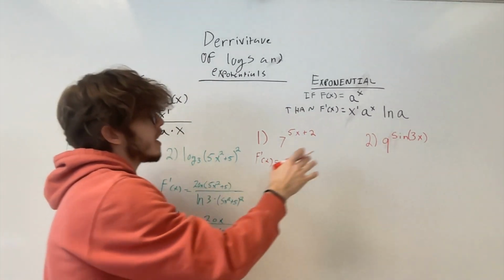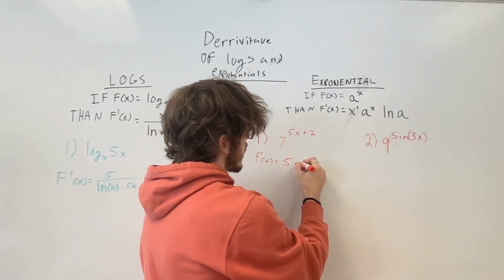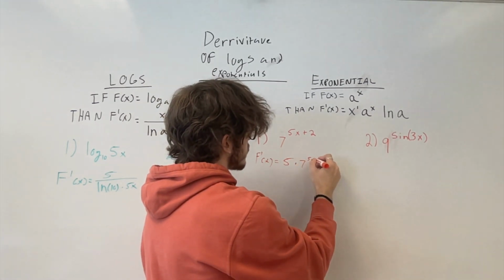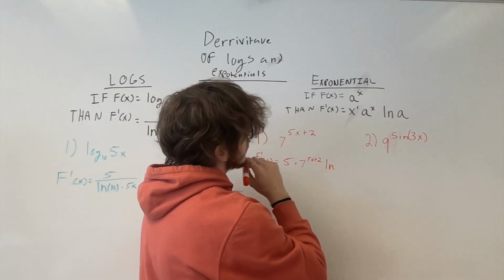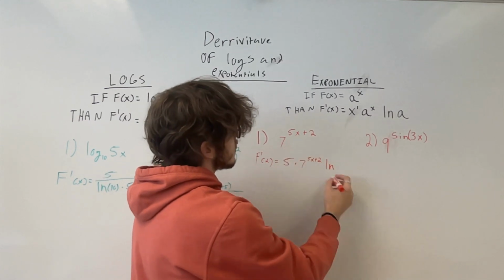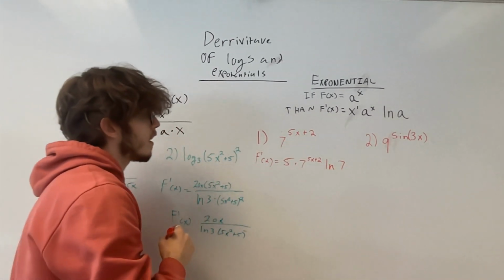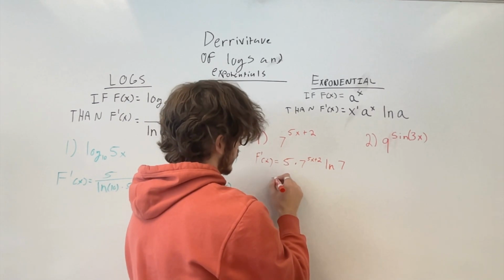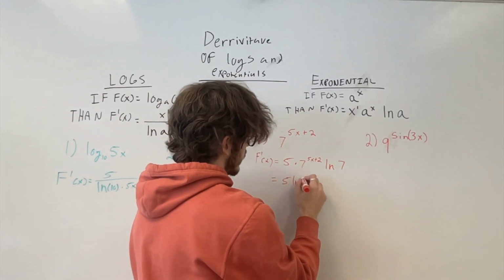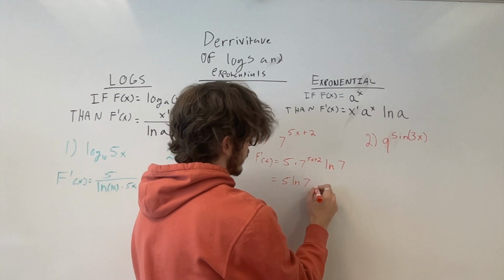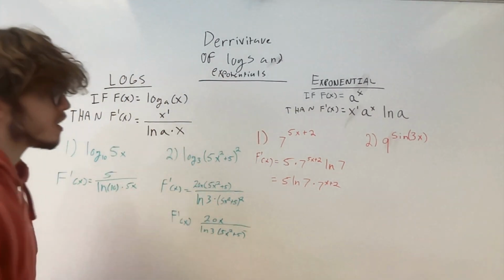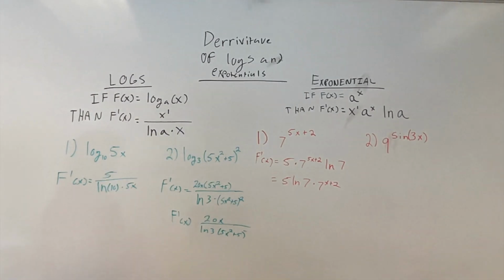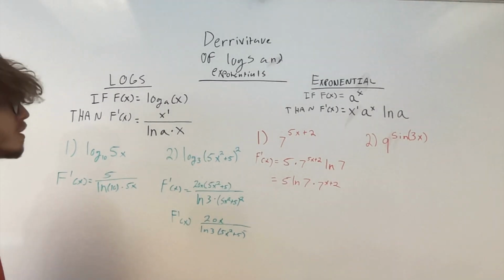Then we just rewrite our function, so this is times 7 to the 5x plus 2. And then we just take the natural log of a, and a in this case is 7, so the natural log of 7. We'll rewrite it as 5 times the natural log of 7 times 7 to the 5x plus 2 to make things look nice. I'm sure there are other ways to simplify that, but we won't go into that. We're just looking at how we take the derivative.